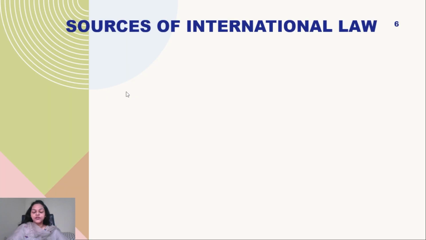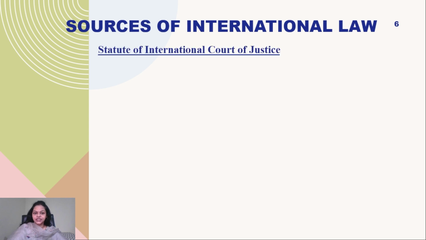So let us now move to sources of international law. When we talk about sources of international law, the document which we look at to find a mention of sources of international law is called the Statute of International Court of Justice. What is this document? As most of you would know, there is an International Court of Justice, which is also known as ICJ in its abbreviated form.